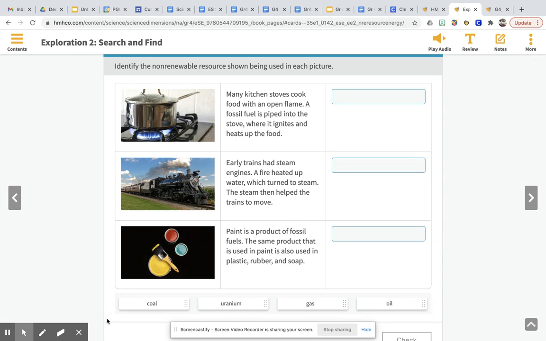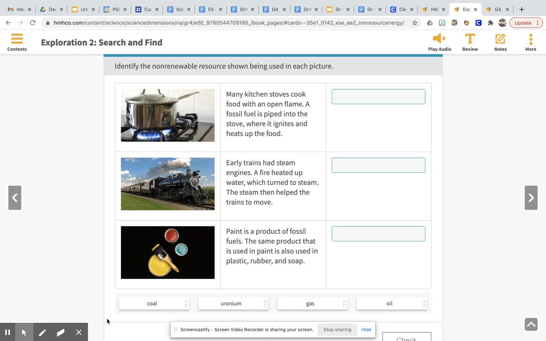Which non-renewable resource is at work here? The next one says early trains had steam engines. A fire heated up water, which turned to steam. The steam then helped the train to move. Which non-renewable resource is at work here?